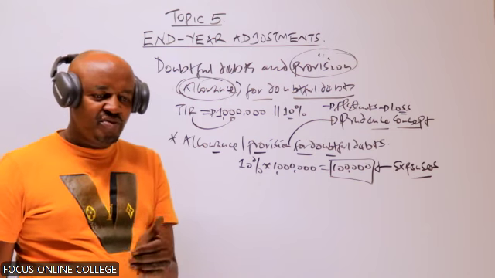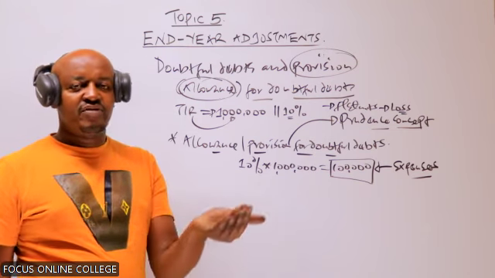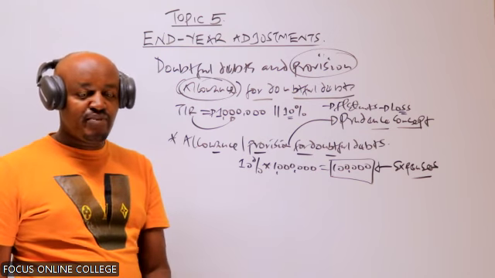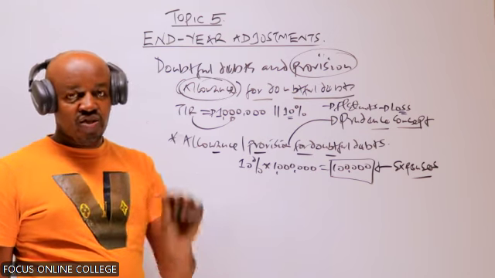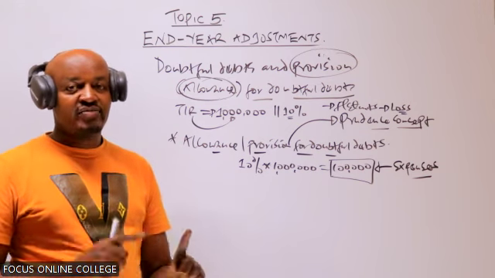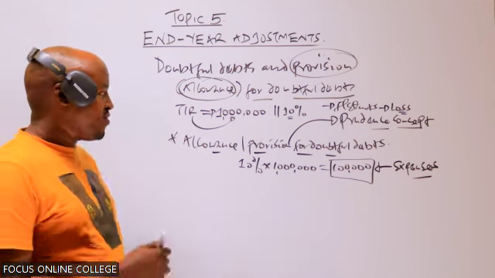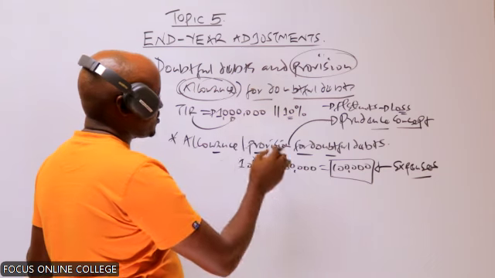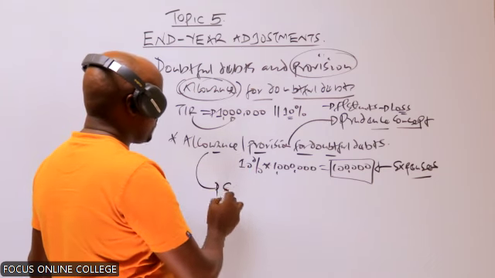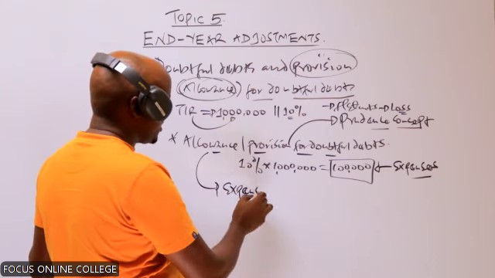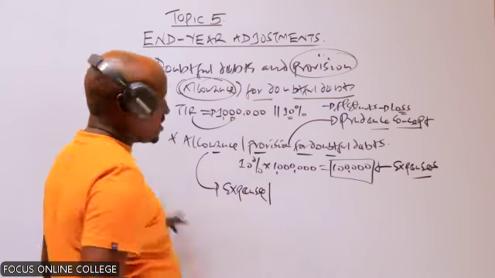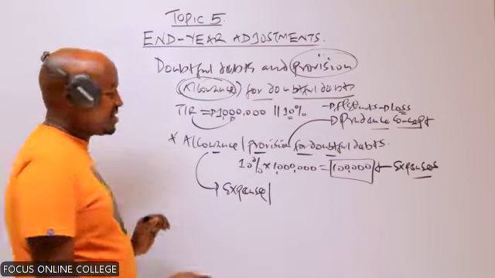What you are doing is purely setting aside 100,000 from the incomes or from your profit to cater for the loss we are going to incur in the future once your customers fail to do what? To pay. So once a provision or allowance for doubtful debt has been created, it is then recognized as an expense.